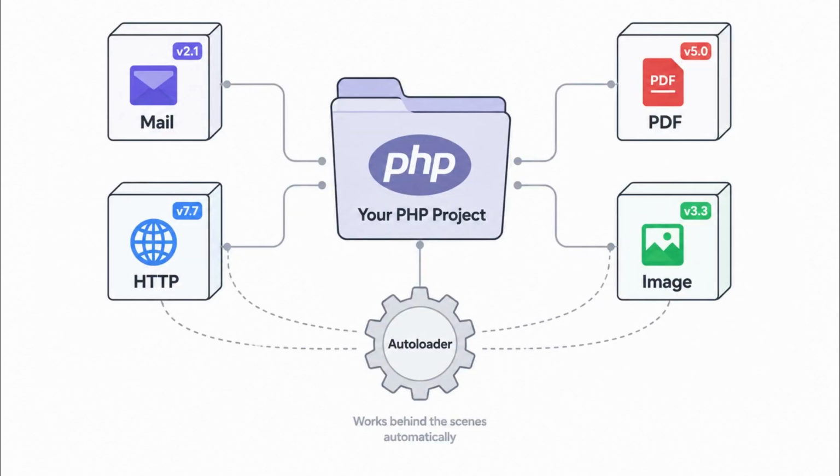If you already knew that part, here's the deeper piece. Composer also builds something called an autoloader. That means you never manually include files again. Need a package? Just use it. Composer already made sure it's ready. That single idea, automatic dependency management, is what makes the next part possible.